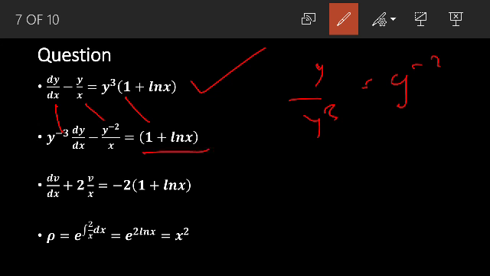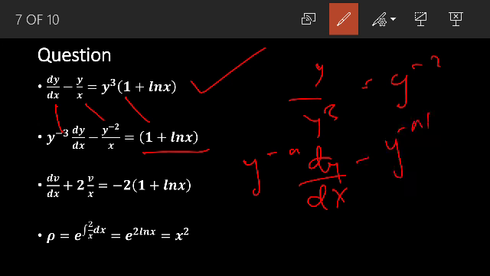Which is a Bernoulli's equation, which looks like y raised to power minus n dy dx, then minus y raised to power minus n plus 1 p equal to q. So you can see that your q is this, and your p is minus 1 over x. So to solve this, we can start by saying let v be equal to y raised to power minus 2. So that means your dv now becomes minus 2y raised to power minus 3. You see that? We can divide both sides by dx.